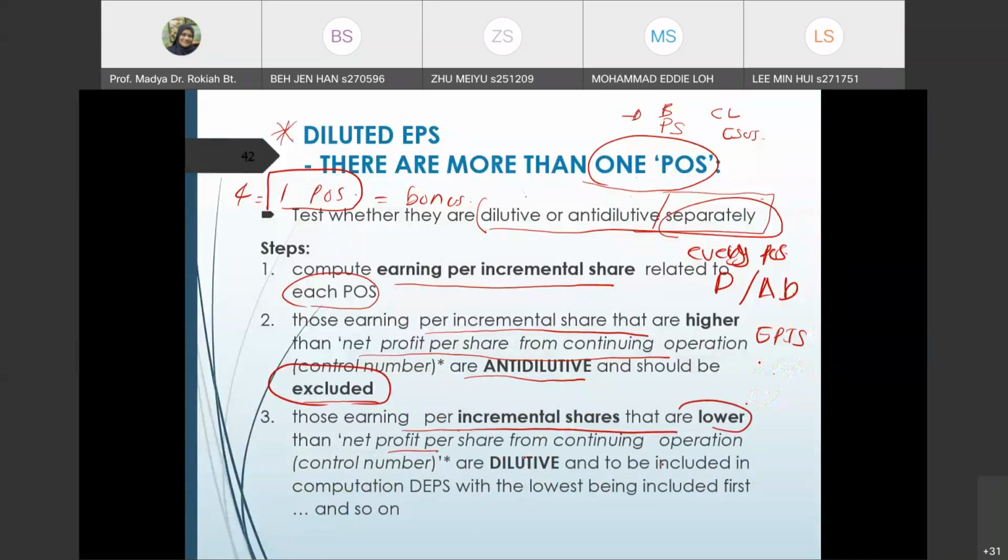So for the next class, to start with this, please read example 5 and example 6. Hopefully by half an hour we will finish example 5 and example 6. So the next 4 minutes we're going to continue with your operating segment. So please read the operating segment notes, example 5 and 6 together with the operating segment. We're going to continue with this slide, earning per share when you have more than one POS.